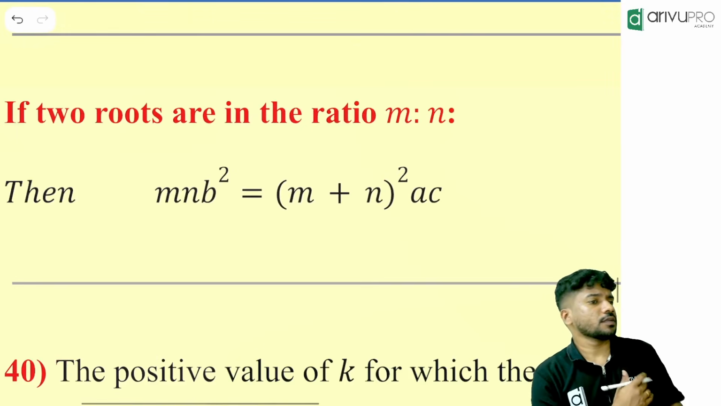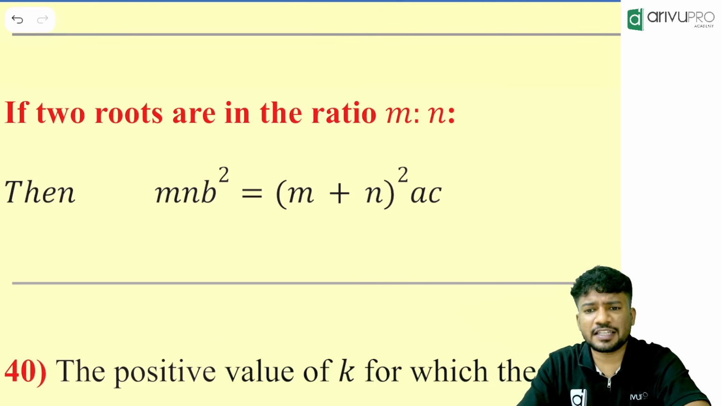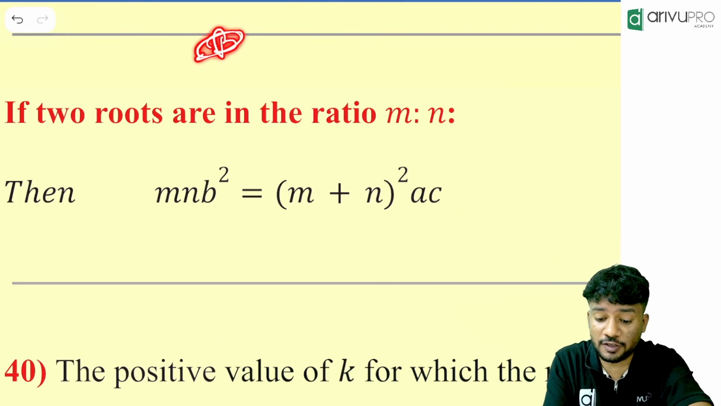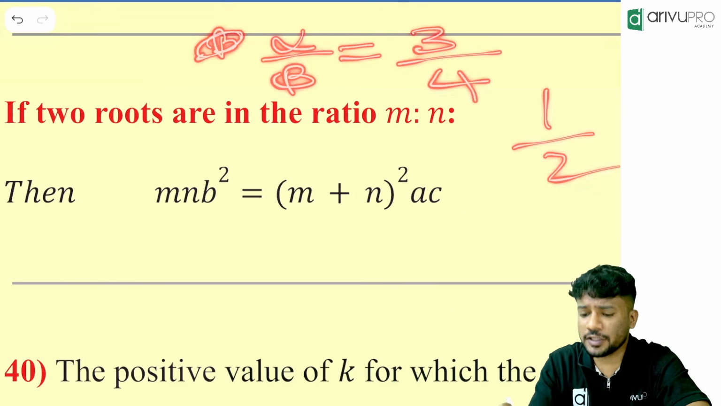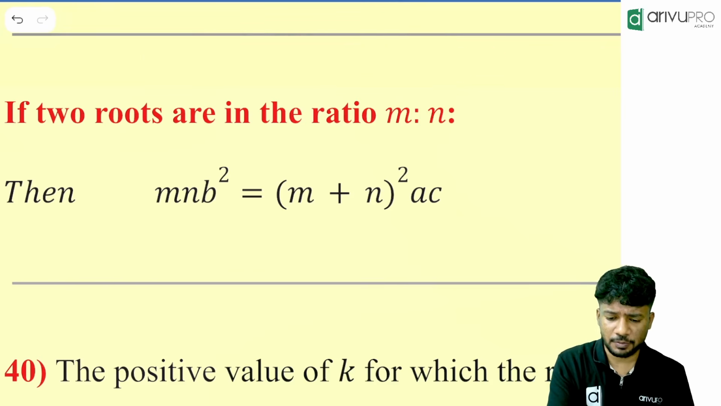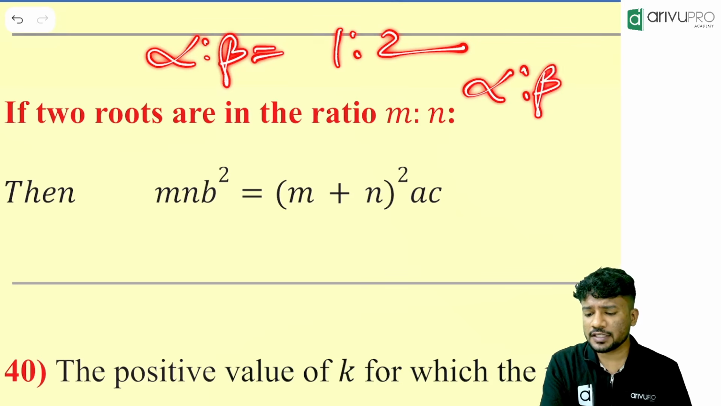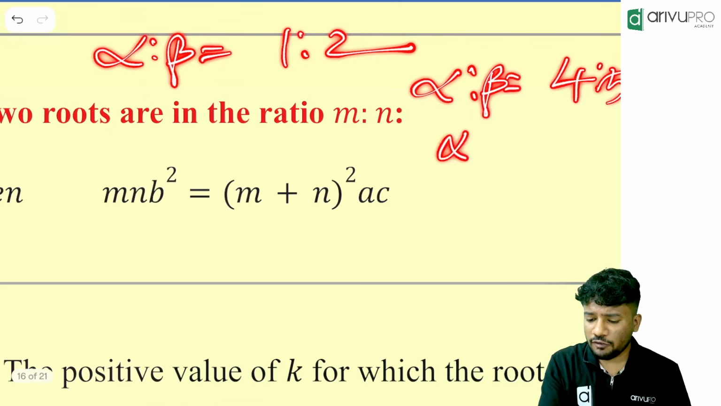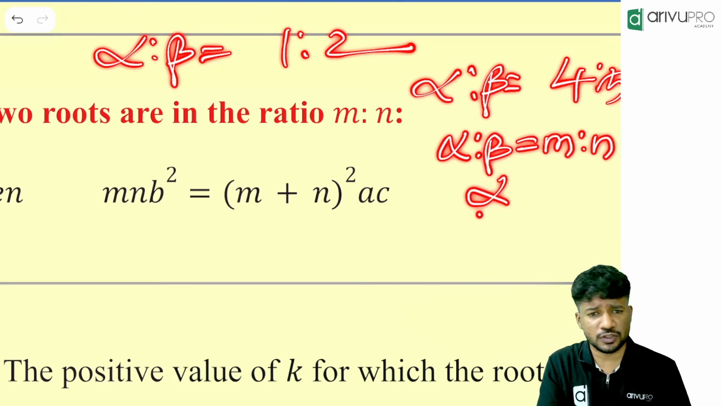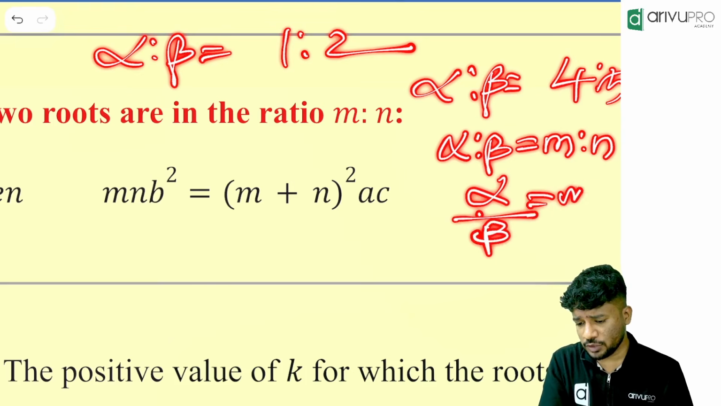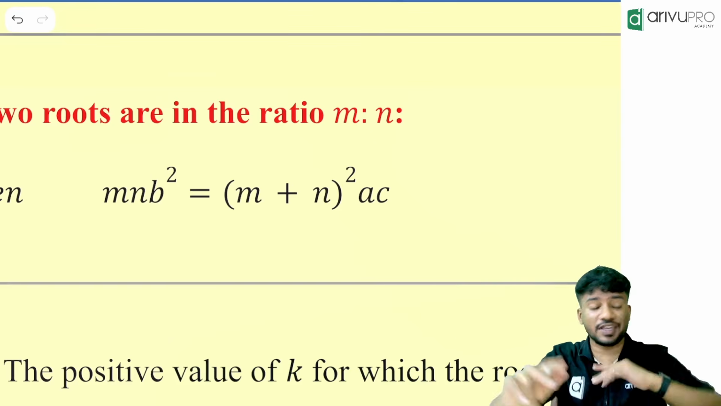Make a note of this shortcut. If two roots are in a ratio, they will say that the roots are in the ratio, that means alpha divided by beta will be in the ratio 3 divided by 4, or 1 divided by 2. Likewise, they will give it in the question. For example, alpha is to beta is given as 1 is to 2, or 4 is to 5, or m is to n. In school we studied alpha by beta is equal to m by n. If that is given in the question, we have a shortcut.